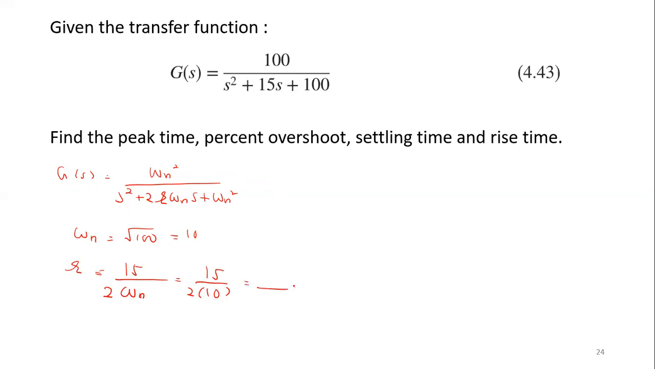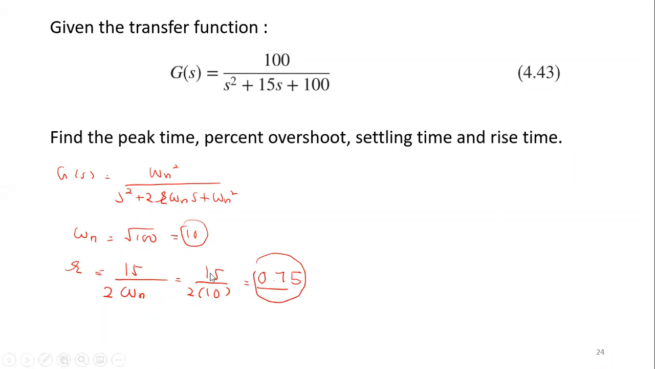So what do you get for the damping ratio? 0.75. Okay. So now you look at the parameters here: natural frequency and damping ratio.